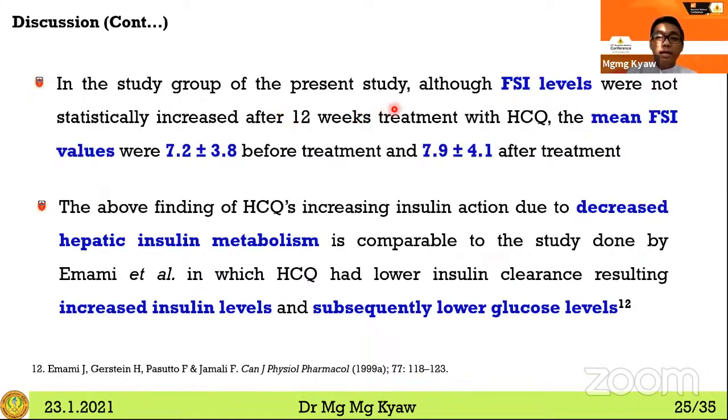In the study group of the present study, although fasting serum insulin increased after 12-week treatment with hydroxychloroquine, the mean fasting serum insulin values were 7.2 before treatment and 7.9 after treatment. The above finding of hydroxychloroquine increasing insulin action due to decreased hepatic insulin metabolism is comparable to the study done by Emami, in which HCQ had lower insulin clearance, resulting in increased insulin level and subsequently lower glucose level. This finding of blood glucose lowering action is comparable to the glucose lowering action in the present study.